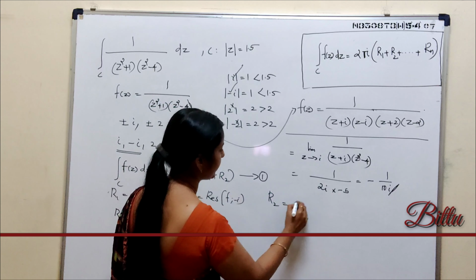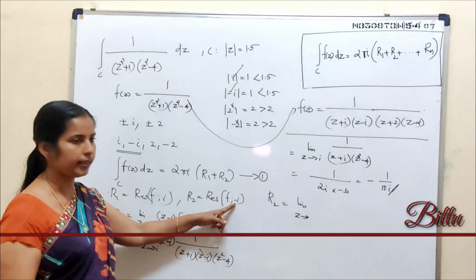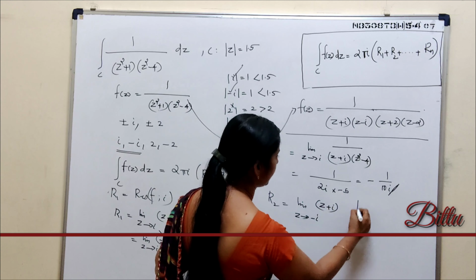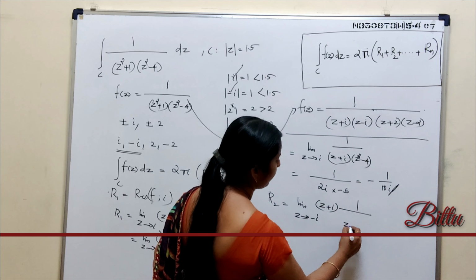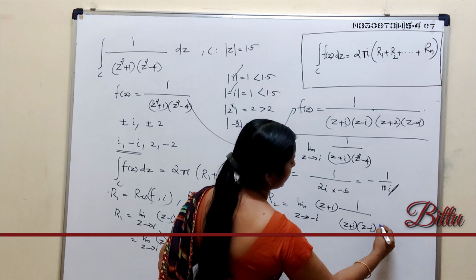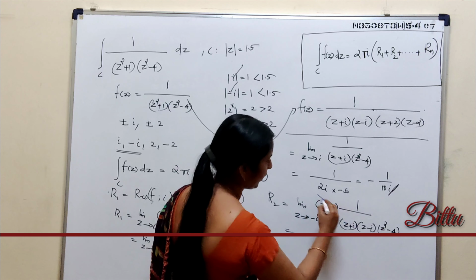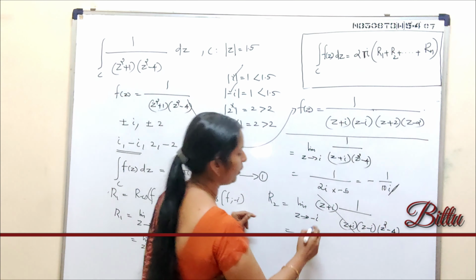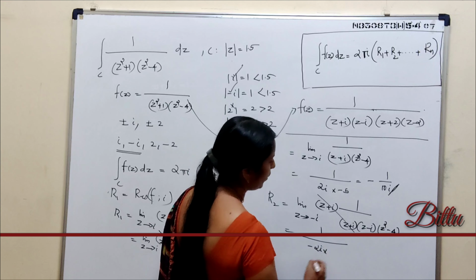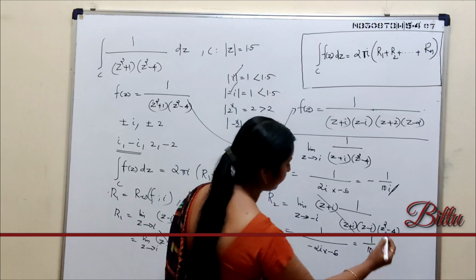Similarly, R2 is the residue at minus i, so the limit as z tends to minus i of (z plus i) into f(z). That is (z plus i)(z minus i). Here you can combine these two terms, this is z square minus 4. You make the cancellation here. You put z equal to minus i: 1 by minus 2i into minus 5. That is 1 by 10i.